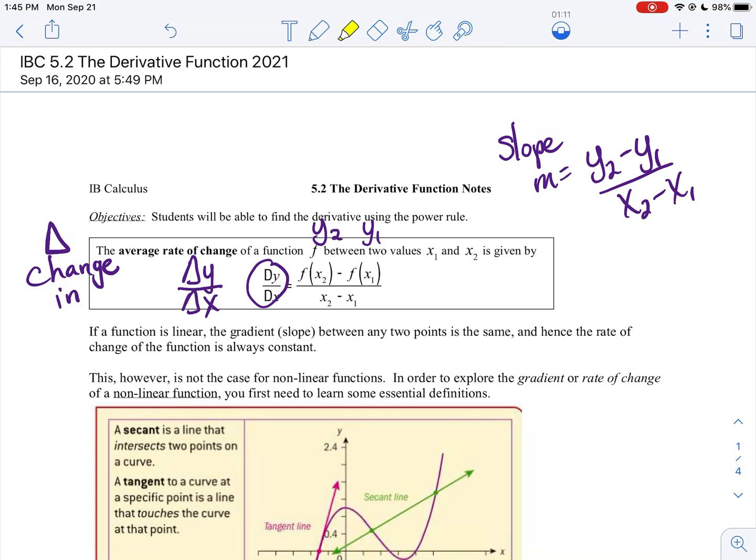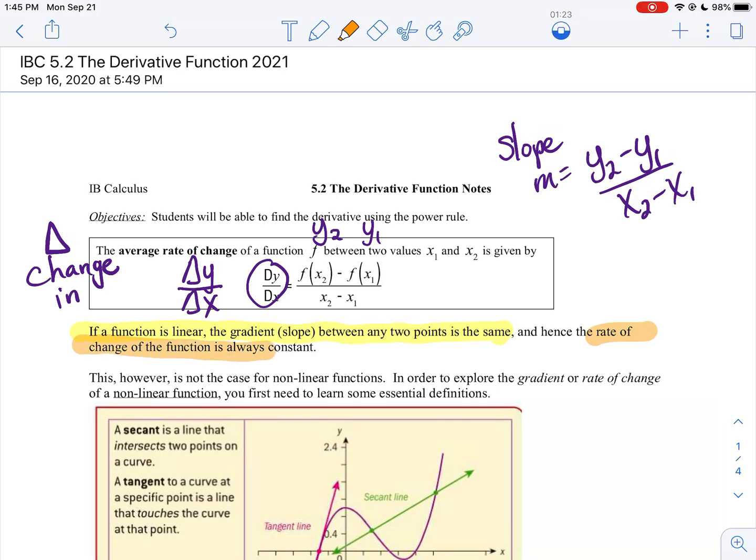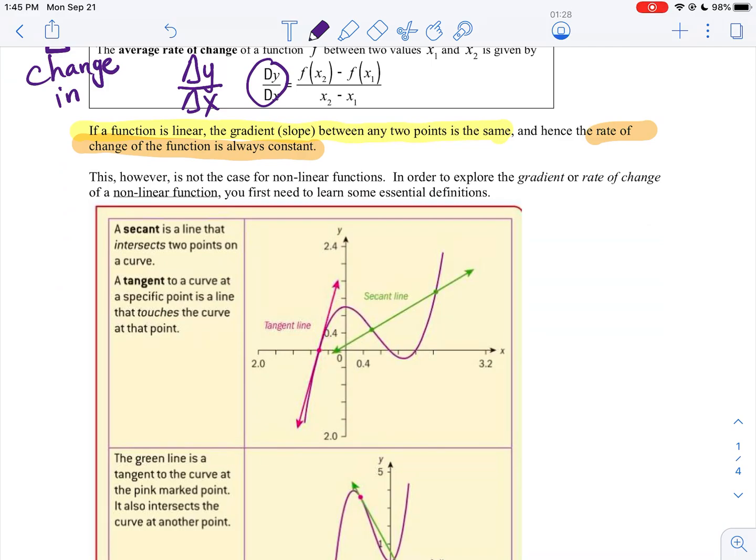So you will see that right here. If a function is linear, the gradient or slope between any 2 points is the same. And hence, the rate of change of the function is always constant. And that's true for a linear function. This, however, is not the case for nonlinear functions. In order to explore the gradient or rate of change of a nonlinear function, you first need to learn some essential definitions.